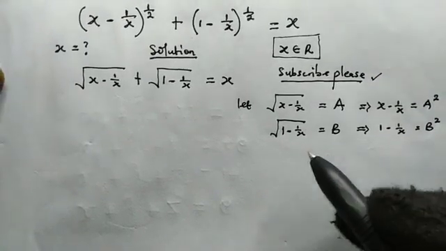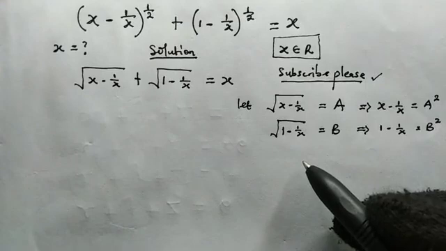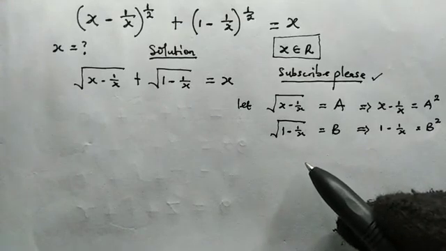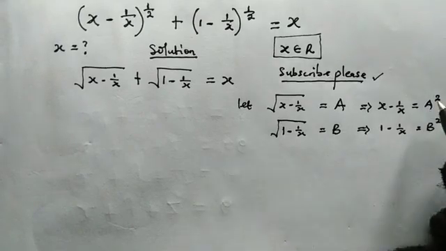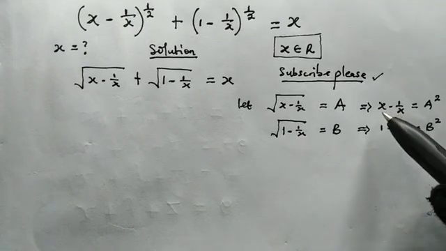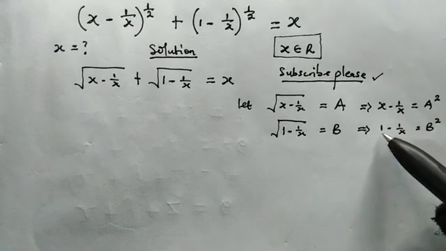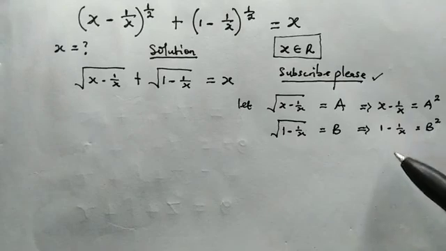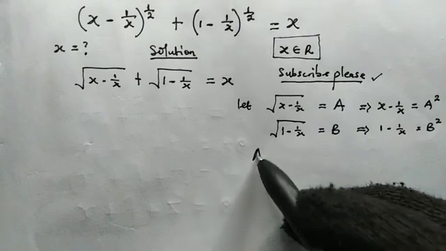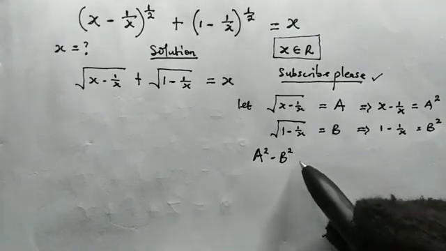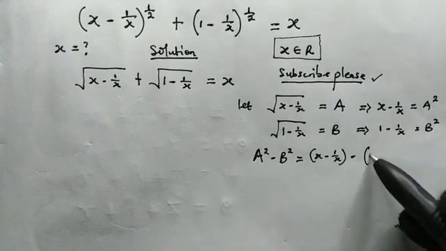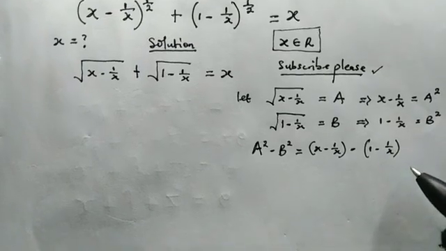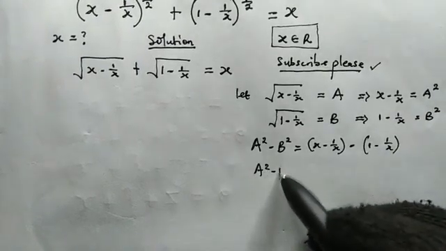Okay. Now, what if we try subtracting a squared and b squared? What is that going to give us? Well, if you subtract b squared from a squared, we are going to have x minus 1 over x minus this. I think that is going to give us something really cool. So let's see. A squared minus b squared is equal to x minus 1 over x minus 1 minus 1 over x, right? So here we get a squared minus b squared.